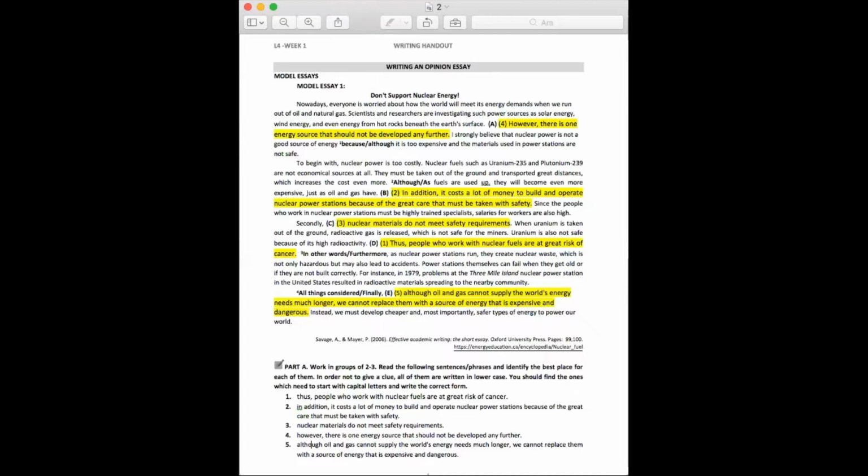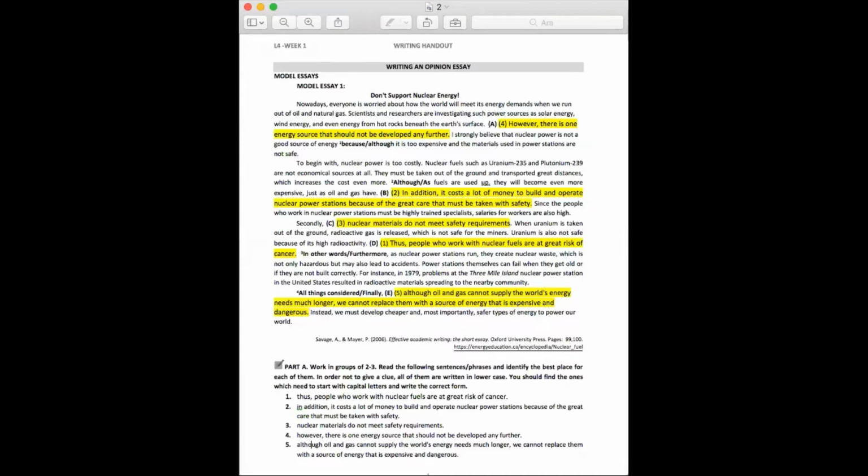cost of it. So sentence 2, in addition, it costs a lot of money to build and operate nuclear power stations because of the great care that must be taken with safety, best fits into this paragraph. And also the linking word, in addition, indicates extra information about the same topic.